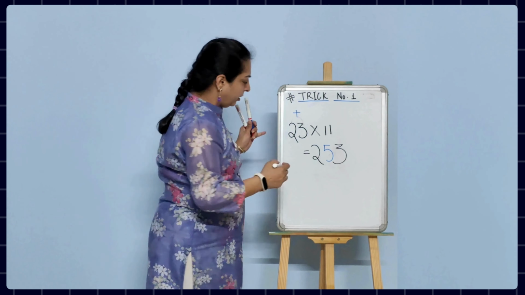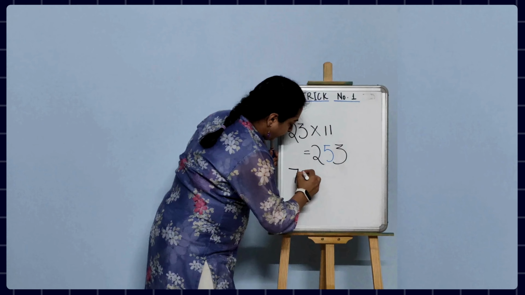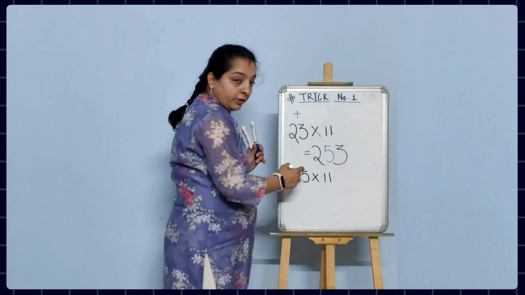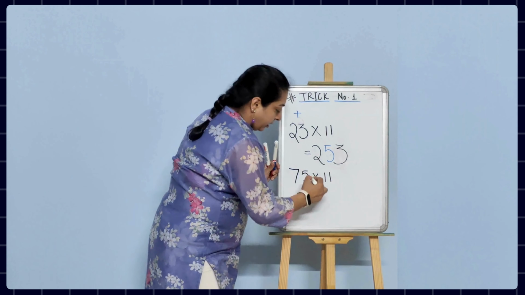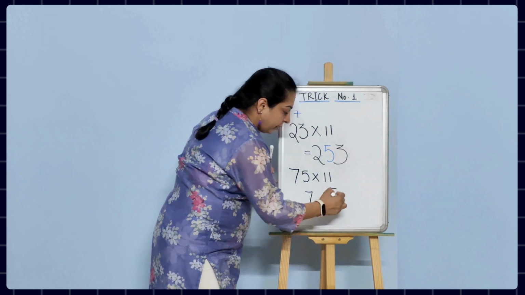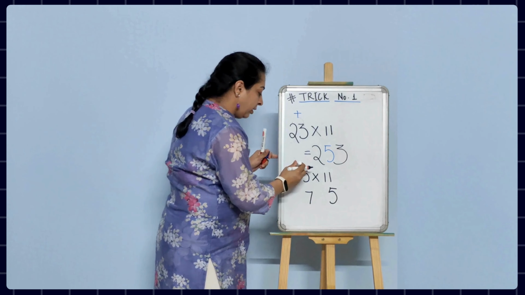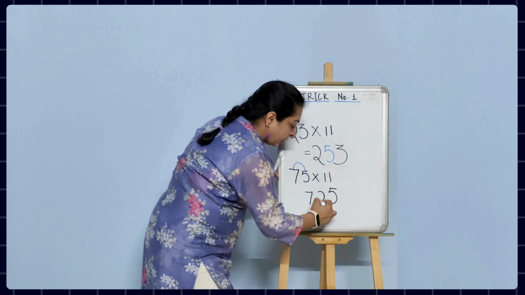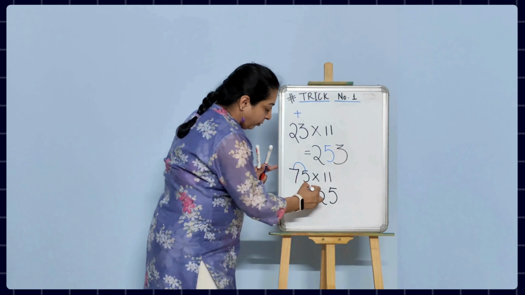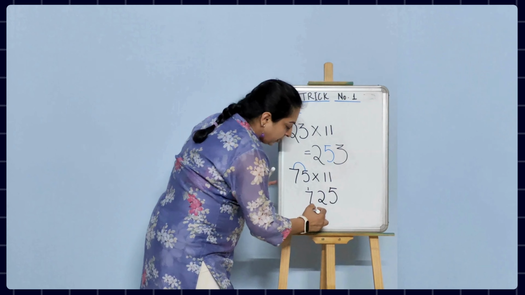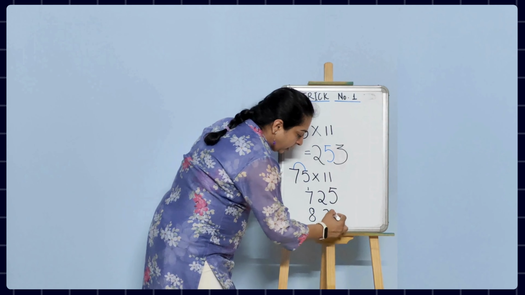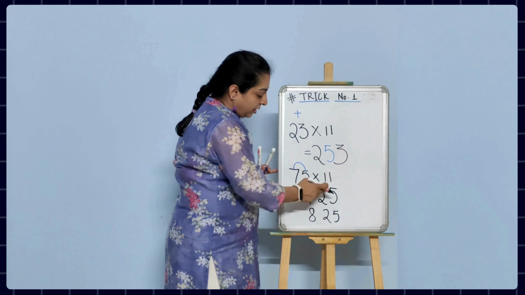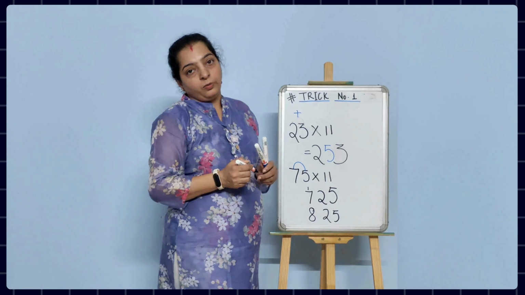Let's take one more example. Suppose the number is 75 and we need to multiply this number with 11. First we will write 7. Then we will write the number 5. Then we have to add these two numbers. 7 plus 5 is 12. What we will do is, we will write 2 over here and write 1 over here. The answer is 825. We need to add 7 plus 1, which is 8, and then the answer is 825.